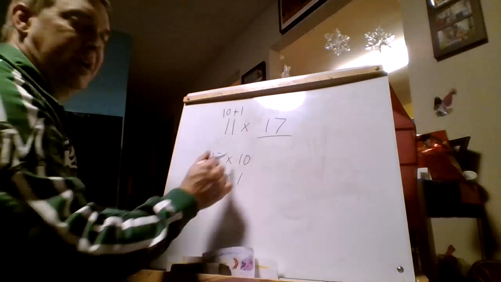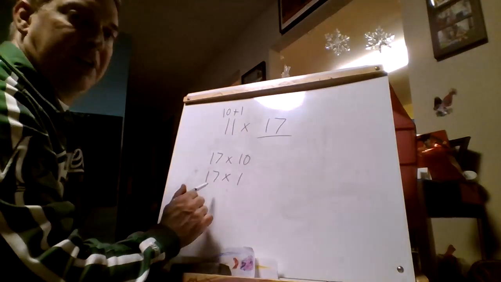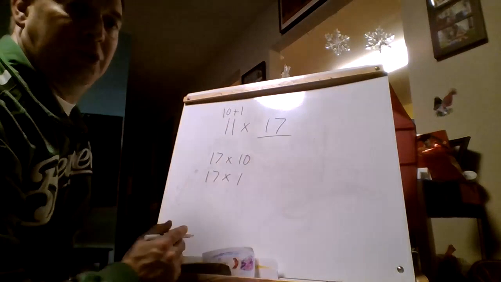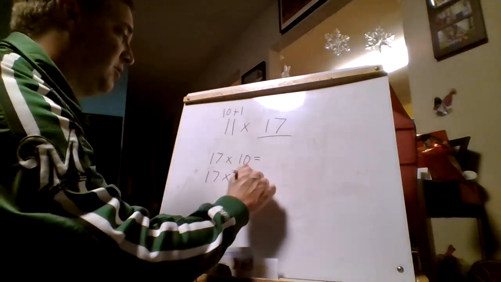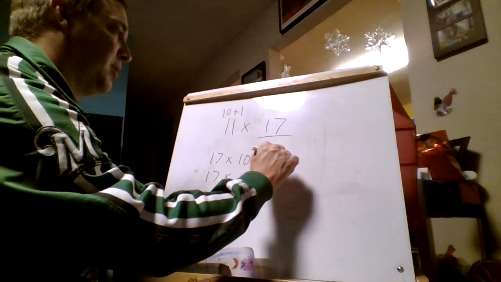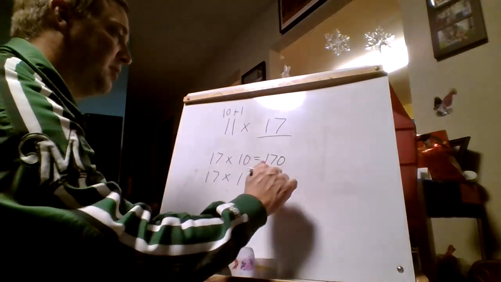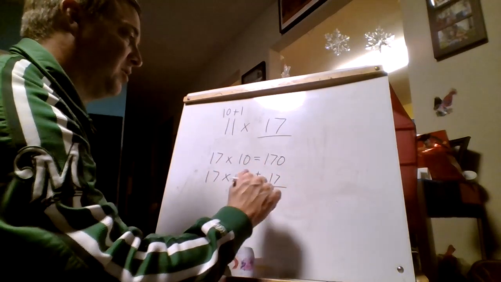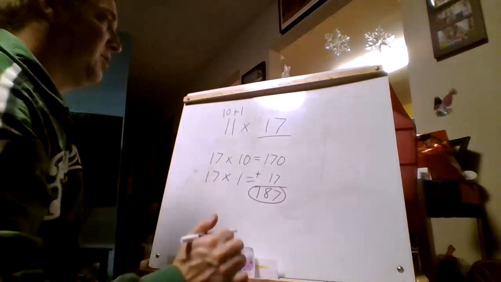So the first number, the biggest number, is 17, so I put that for both of these. And then I just broke down 11 into 10 plus 1 because 17 times 10 is really easy to do in your head. So if we multiplied 17 times 10, it would be 170. 17 times 1 is 17, and then add those together, and you get 187.